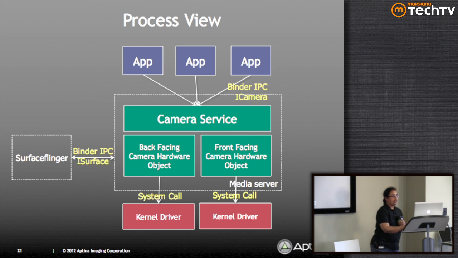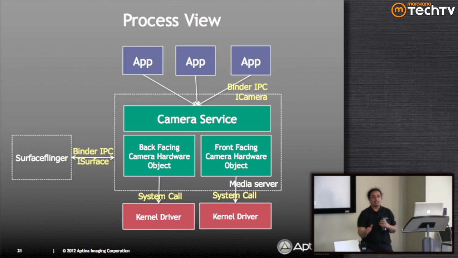So how does it work? We have an application, and the camera service lives within the media server process, and once an application makes a request for the mCamera.open call, it will make a call to camera service over the binder interface, and a camera object is requested from the hardware. It also creates a connection to the surface flinger so that the preview frames can be displayed.